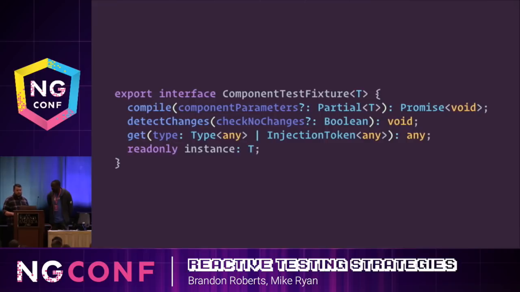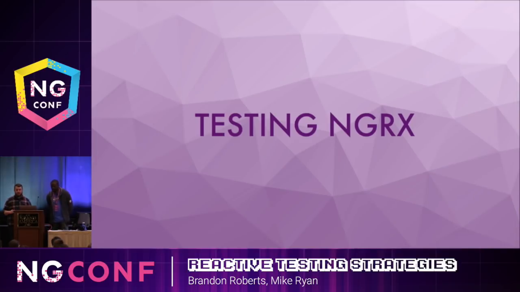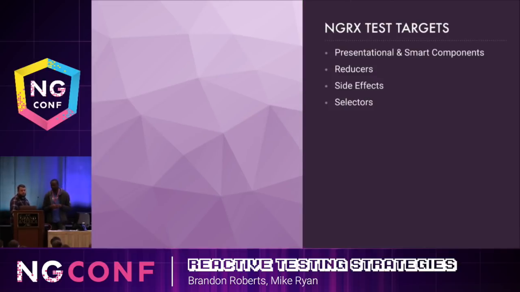So with those three testing tools out of the way, let's get to what we're all here for, and that is testing NgRx. We're going to use these three tools to write fast, performant tests for an NgRx application. So let's look at some of our test targets with NgRx. These are the building blocks that we're going to write tests for. First, we're going to talk a little bit about presentation and smart components.